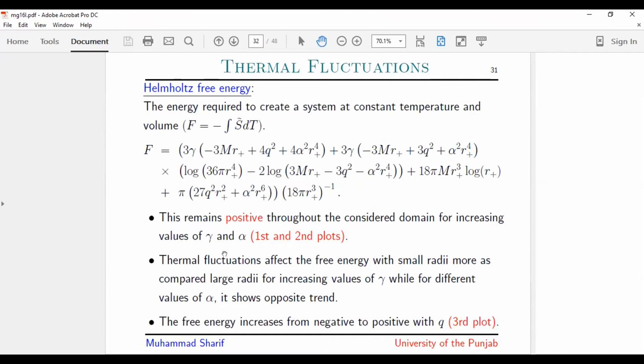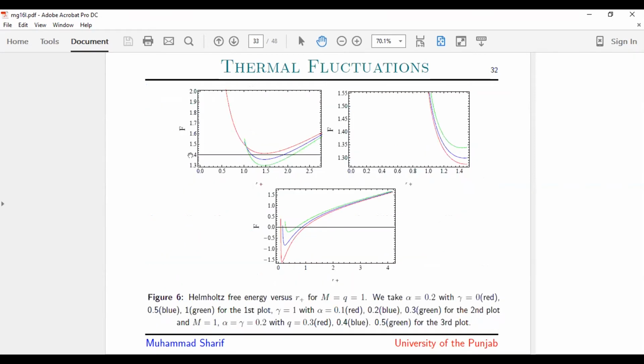Now we calculate Helmholtz free energy. This is the energy required to create a system at constant temperature and volume. Its mathematical form is given by this, so when we replace the value of corrected entropy and after integration, we have this expression. This remains positive throughout the considered domain for increasing values of gamma and alpha. This can be seen from the first two graphs.